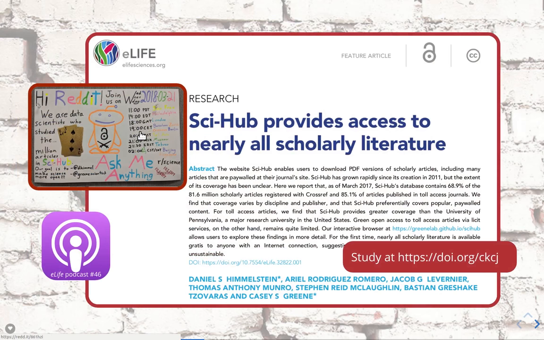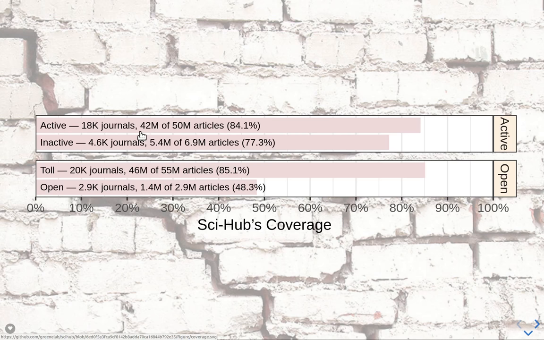So now let's go to what we found. If we look at Sci-Hub's coverage of two categories of journals, the first one will be toll access journals, toll meaning paywall, so journals where they don't publish all their articles in open ways and that you would have to potentially subscribe to get access. There were 55 million of those articles, and Sci-Hub had in its database 46 million. That's 85%. So it has quite high coverage of these articles in toll access journals.